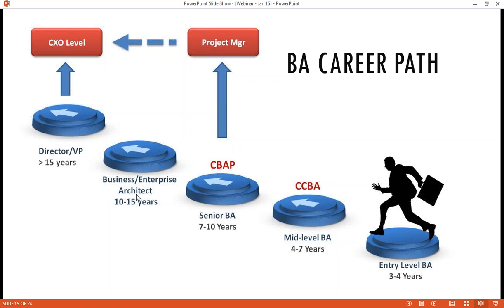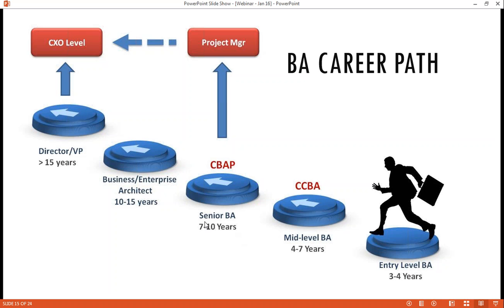The word architect is a very powerful word. Architects don't become architects just like that. They know exactly how to foolproof the system. They know the system in and out, where the system can leak or may not leak, and that is the kind of knowledge that you can develop over a period of 7 to 10 years to become a business architect.